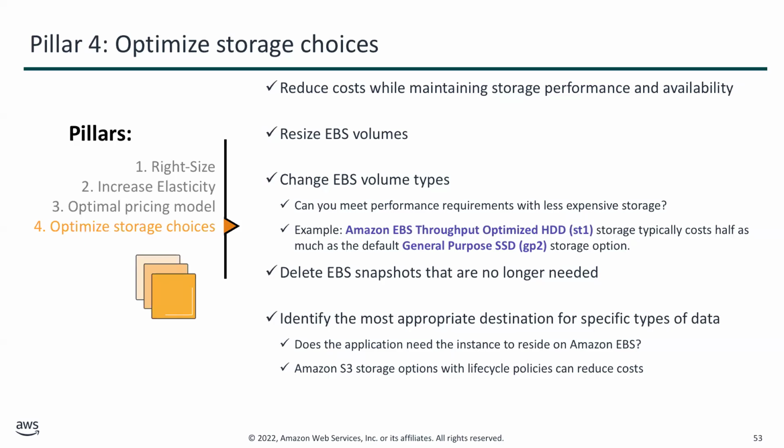We should also look at deleting snapshots if you have collected snapshots that are no longer needed. So basically, we should think about it and put elaborated thought before choosing any of these resources for cost optimization. Identify the most appropriate destination for a specific type of data. For example, does the application need the instance to reside on EBS? Right? There are Amazon S3 storage options available with lifecycle policy that can reduce cost.